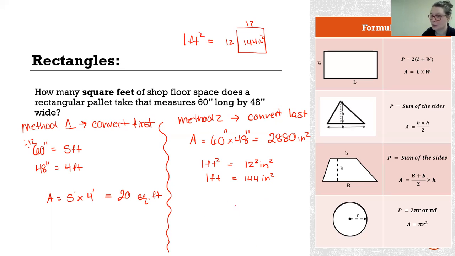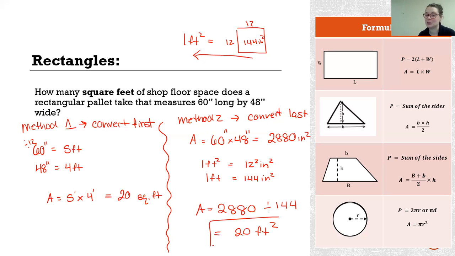Okay, so now we can convert. So we know how many square inches. I'm going from 144 to 12, so that means I'm going to need to divide. So area is equal to 2880 divided by 144, which gives us 20 feet squared. Same answer both ways, doesn't matter which one you do.